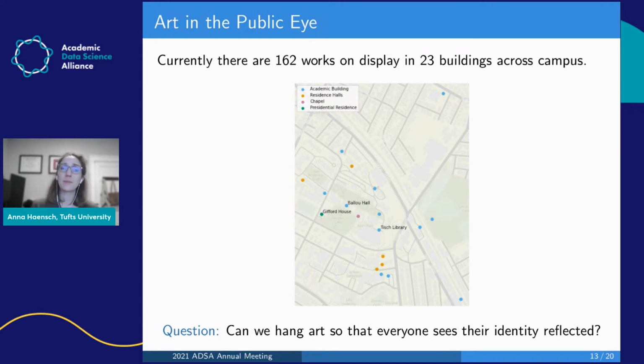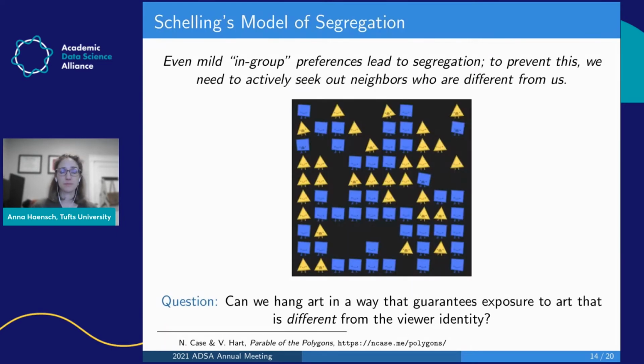So a question that comes up is, can we hang art so that everyone sees their identity reflected, whether in the identity of the artist or the subject of the work? This, of course, calls to mind some work done by Thomas Schelling on his models of segregation. So Schelling's model of segregation is an agent-based model that demonstrates how people's preferences for one another can lead to segregation or can lead to better integration.